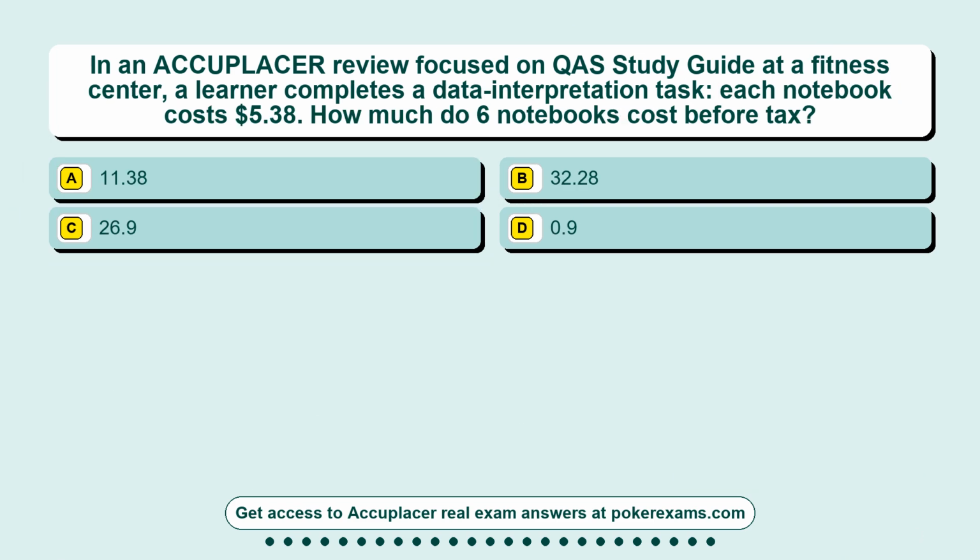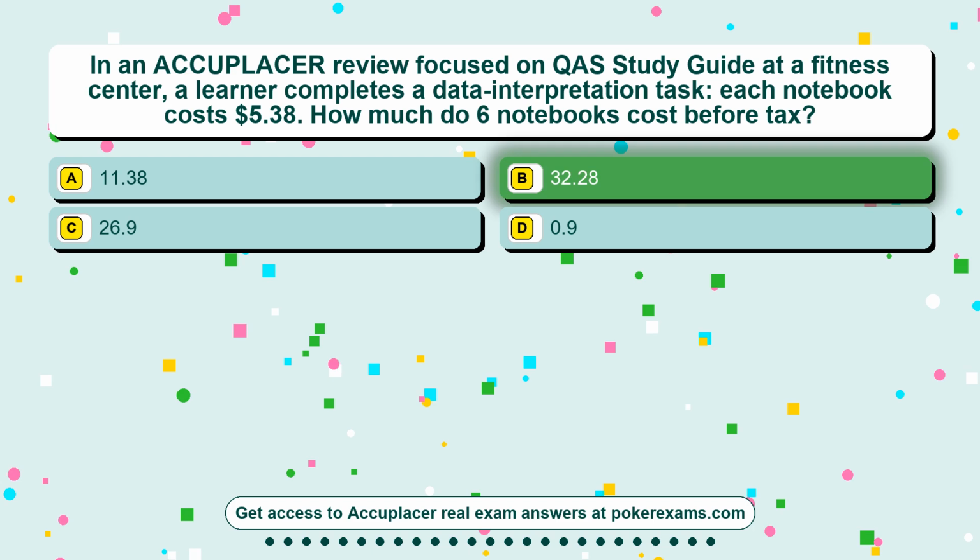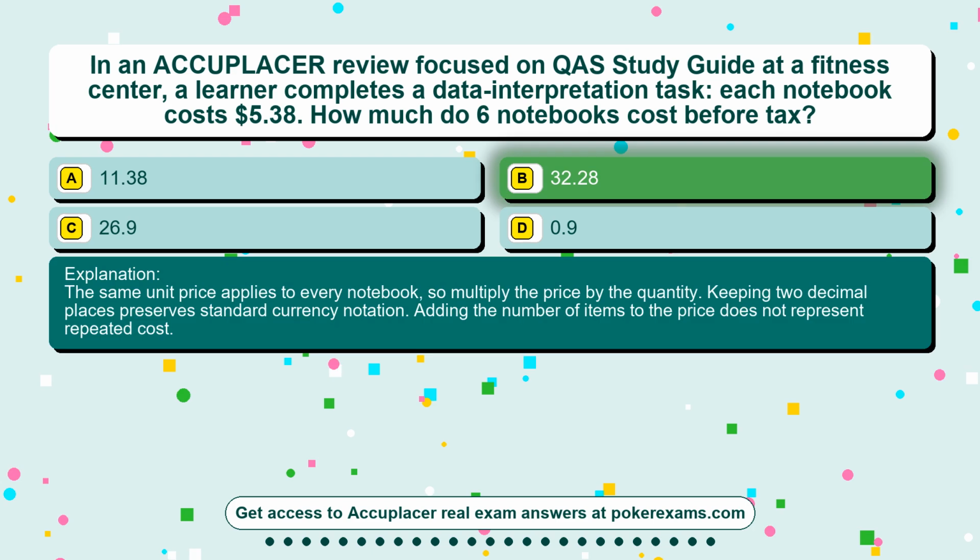Question 16. In an ACCUPLACER review focused on QAS study guide at a fitness center, a learner completes a data-interpretation task. Each notebook costs $5.38. How much do 6 notebooks cost before tax? Option A 11.38, option B 32.28, option C 26.9, option D 0.9. The correct answer is option B, 32.28. The same unit price applies to every notebook, so multiply the price by the quantity. Keeping 2 decimal places preserves standard currency notation. Adding the number of items to the price does not represent repeated cost.